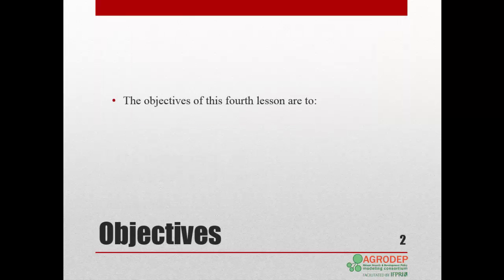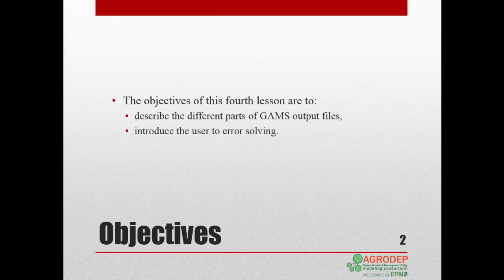Our objectives in the fourth lesson are to describe the different parts of the GAMS output files. These are generated when running a GAMS program, and to introduce the user to error solving. So if you have completed the assignment at the end of Lesson 2, we recommend that you use the present lesson to detect and correct any error you may have made during the assignment.